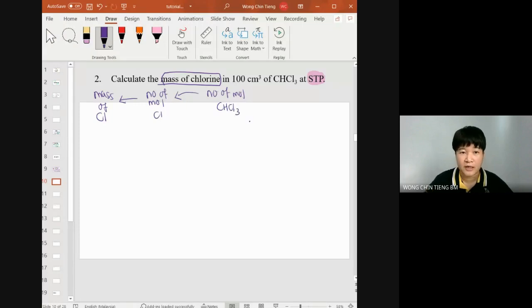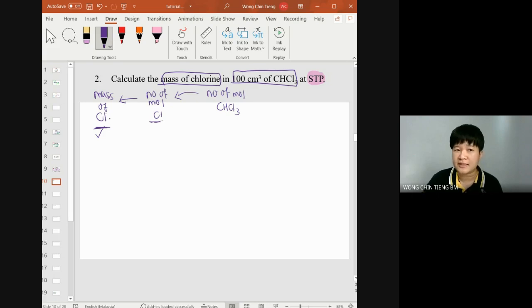Kenapa? Sebab soalan bagi dalam CHCl3. Betul? Soalan tak bagi dalam chlorine. Saya nak chlorine. Tapi soalan mula dengan CHCl3. So always start with, I love to start with what I want. Saya jarang nak start dengan apa yang saya ada. Saya suka start dengan apa yang saya nak. Because at the end of the day, this is my answer. So I will be thinking from what I want. Mass of chlorine yang saya nak.